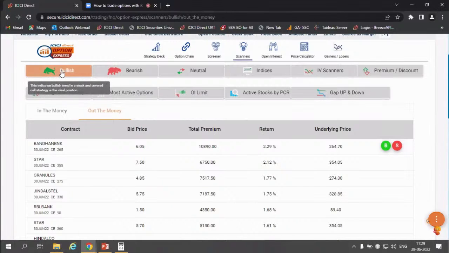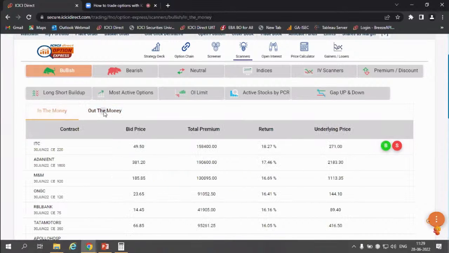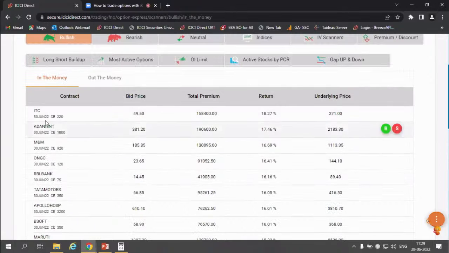The first is bullish trend, which is given here. So it gives you 2 different options. The first is in the money option, and the second one is the out of the money option. So for bullish trend, for the contracts that are in the money at the moment, you can see at the top one you can see ITC.